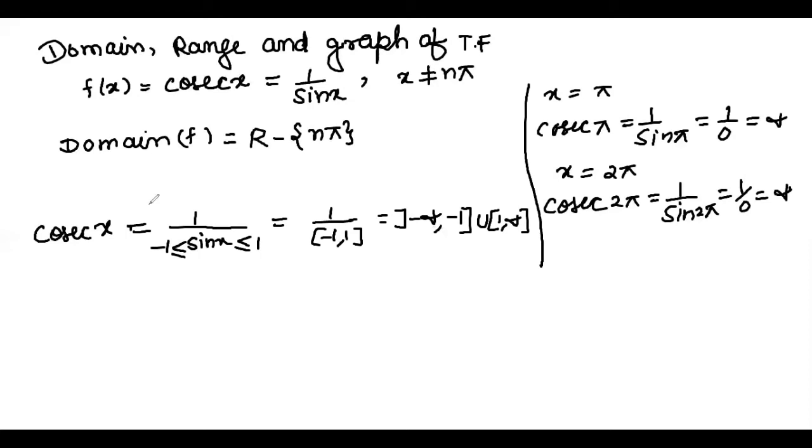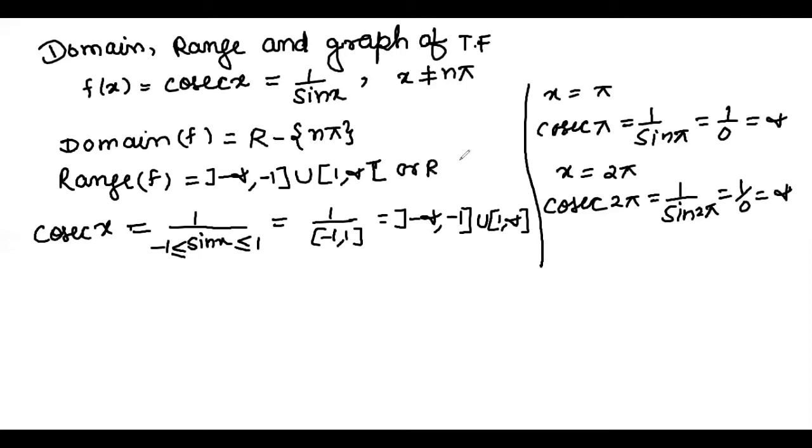So according to that, I'm writing here the range of the function cosec x equals minus infinity to -1 union 1 to infinity. One more pattern is there: we can write it as all real numbers except -1 to 1 also. So this is the range of cosec x.